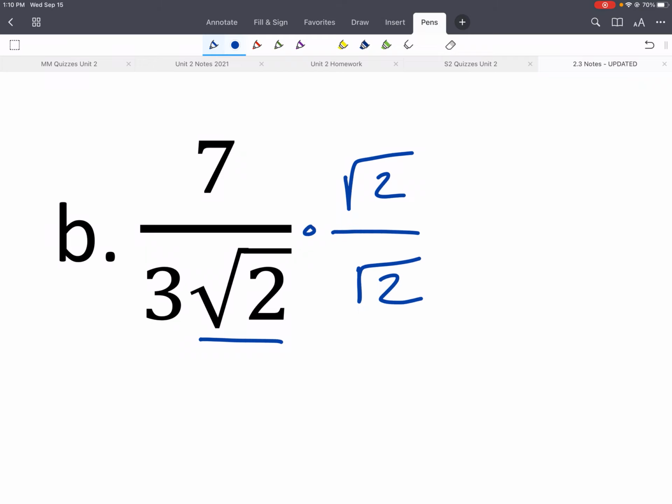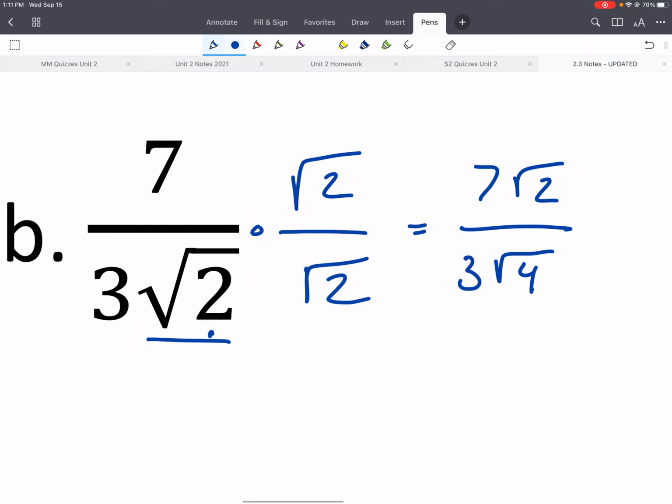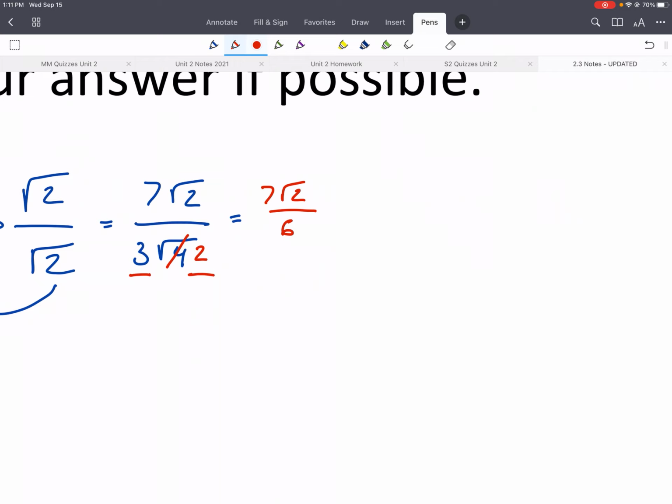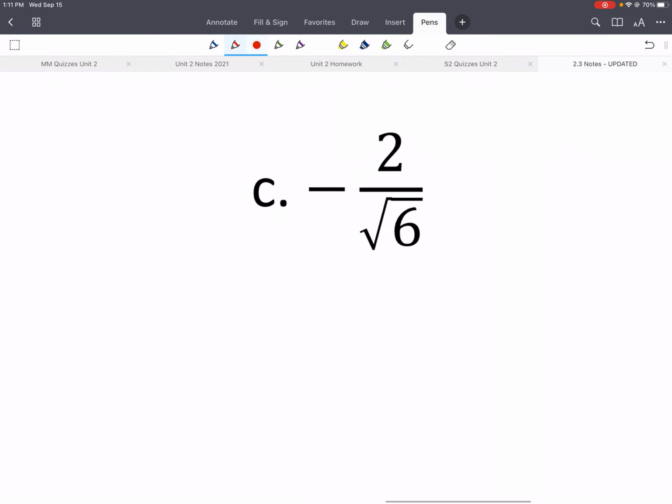that root. Okay? So now we have 7 square roots of 2 over 3 square roots of 4. Again, that 2 times 2 is 4. And then we can simplify that even further because the square root of 4 is 2. So we'll get 7 square roots of 2 over 3 times 2 is 6. Okay. All right. Fraction can't be simplified, so we'll just go on.